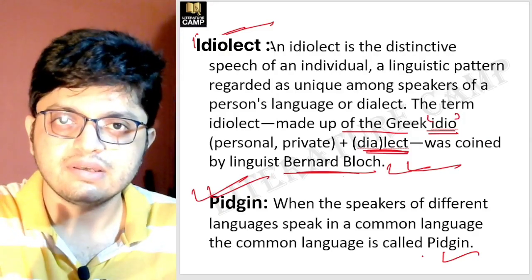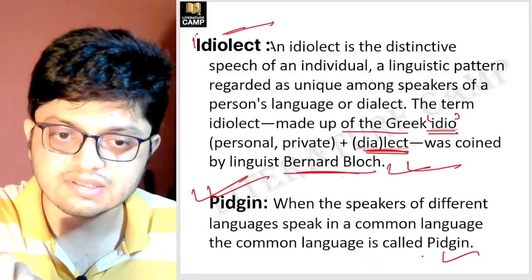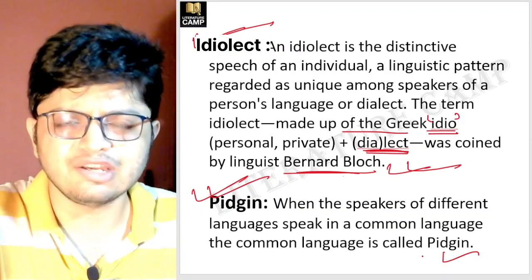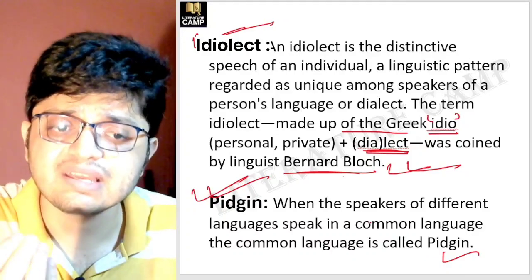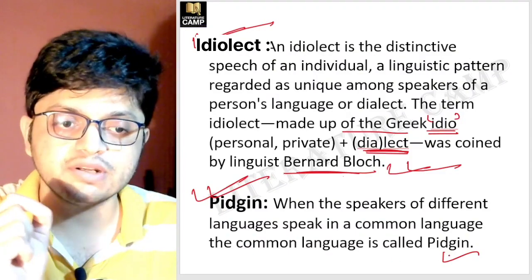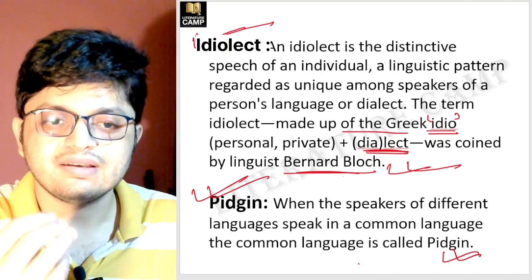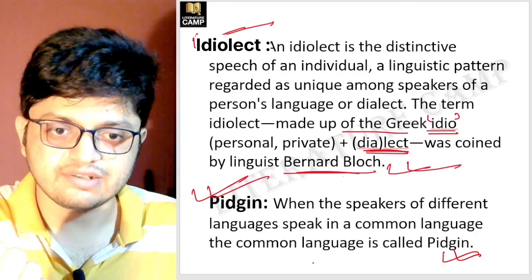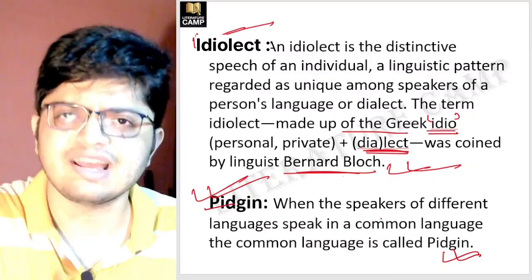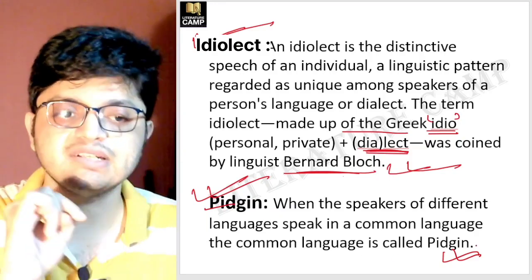But for communication, we know the first language of Kolkata is Bengali, not English. When speakers of different languages, Hindi, Oriya, or any other languages, speak in a common language, for example English, that common language is called Pidgin. So in the example I have given, English becomes Pidgin, right? This is again very much important. Please make a note of it. When the speakers of different languages speak in a common language, the common language is called Pidgin.